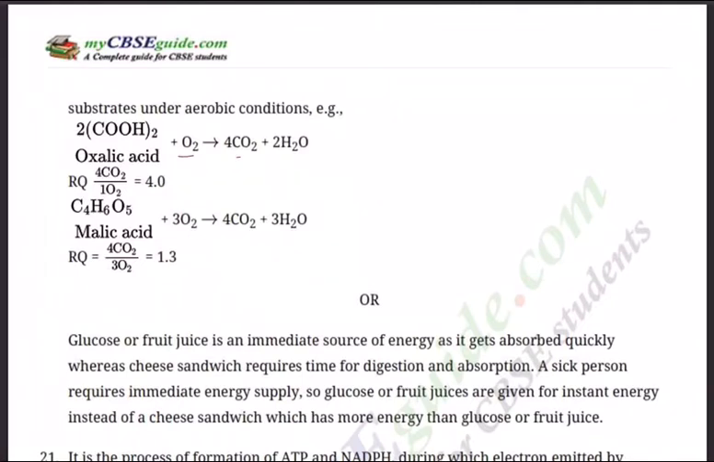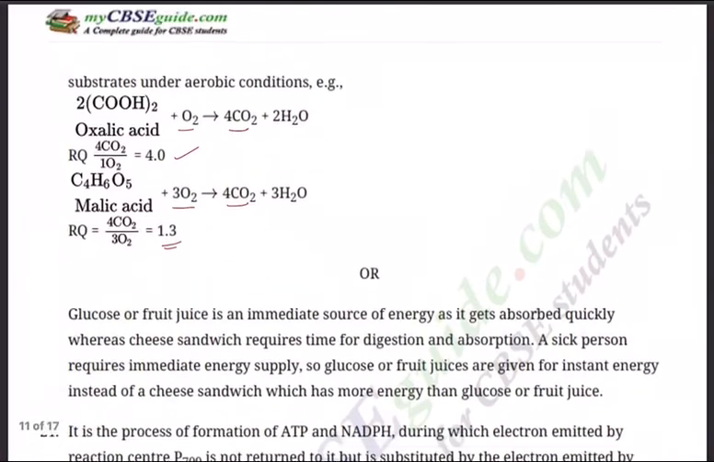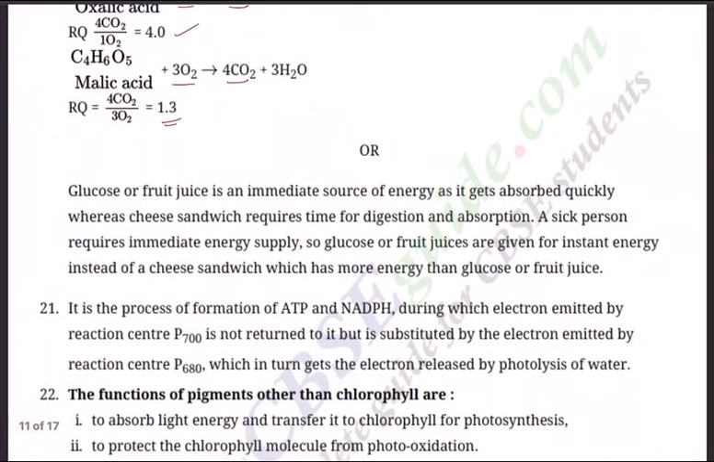So 4 CO2 by 1 O2, that becomes 4. Next, C4H6O5, malic acid, which in oxidation with 3 O2 gives rise to 4 CO2 and 3 H2O. Here also RQ is 4 CO2 divided by 3 O2, 4 by 3, 1.3. So that's how it is more than 1.